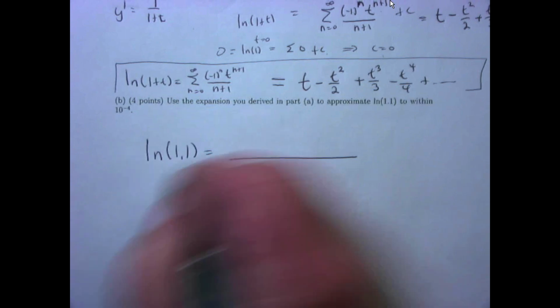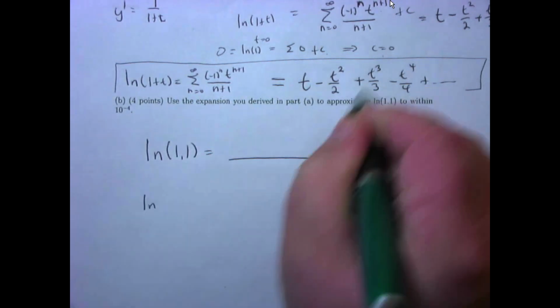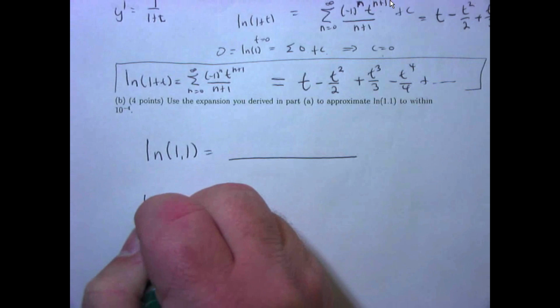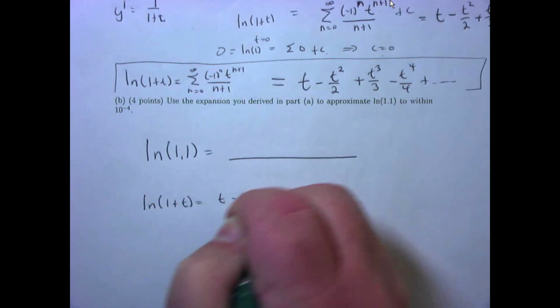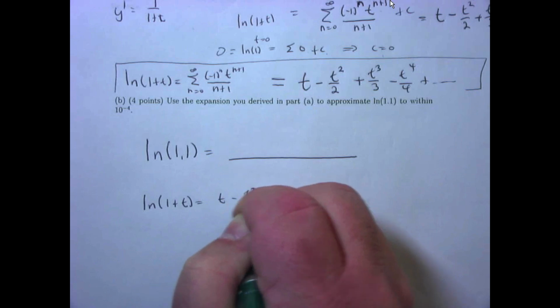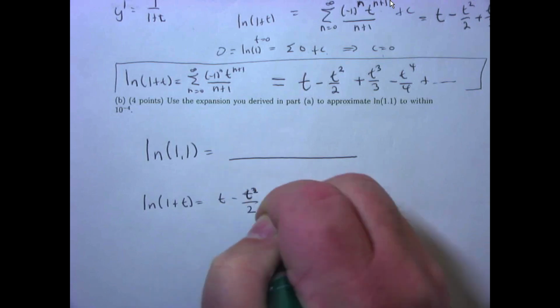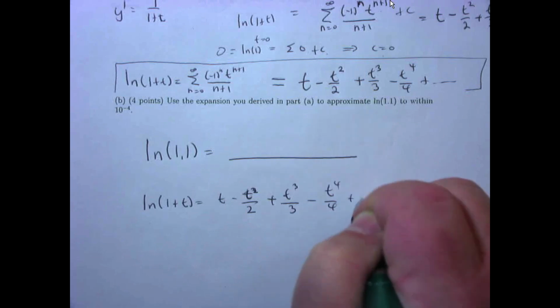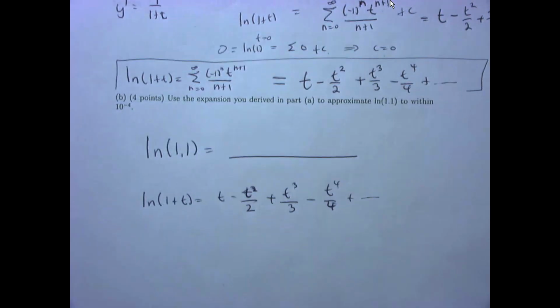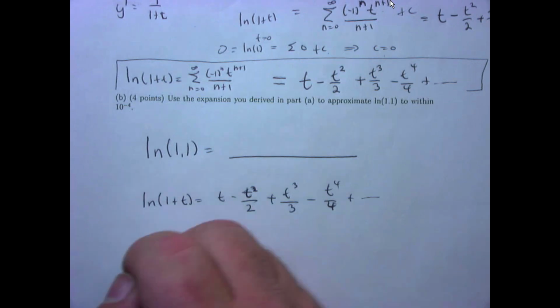Here we go. The problem, part A, let's write it out like this because it's easier to use this guy. I think you'll see it better. Natural log of 1 plus t is equal to t minus t squared over 2 plus t cubed over 3 minus t to the 4th over 4 plus dot, dot, dot. Does that make sense? But here was the problem that people died on.